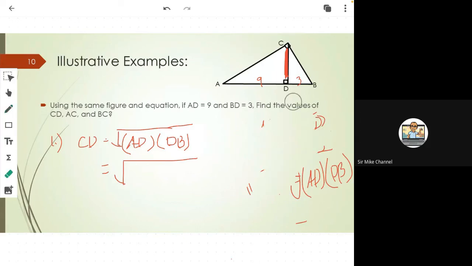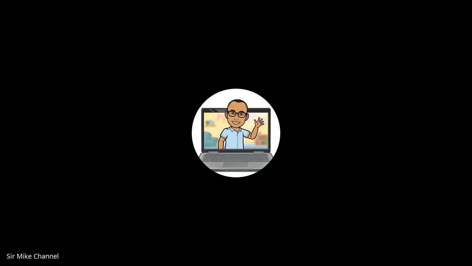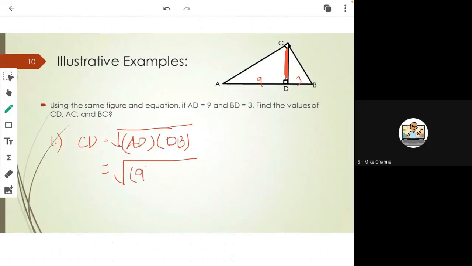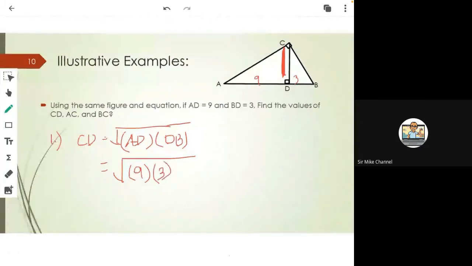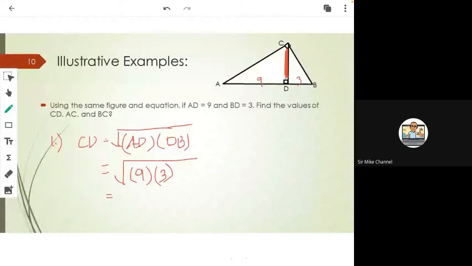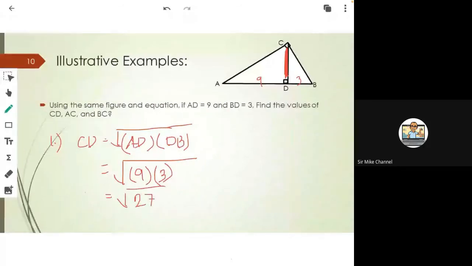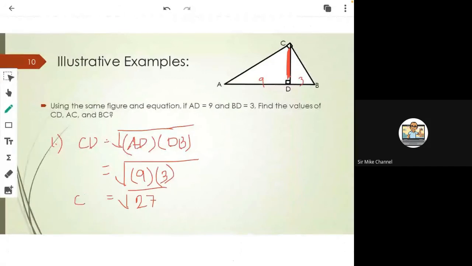Okay, next. So, substitute the value of line segment AD, that is 9, times 3. Okay, 9 times 3. Ang sagot natin ay 27. Okay. So, ito yung line segment CD natin. So, anong square root ng 9 times 27?